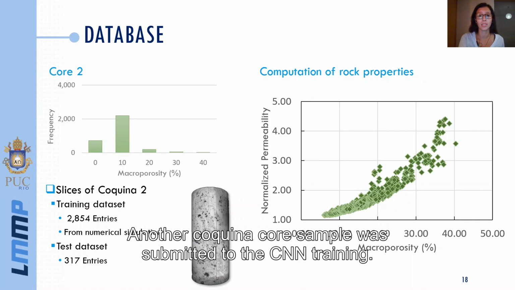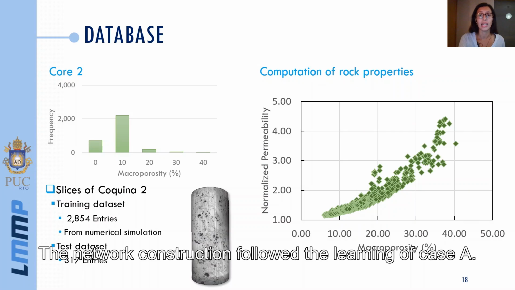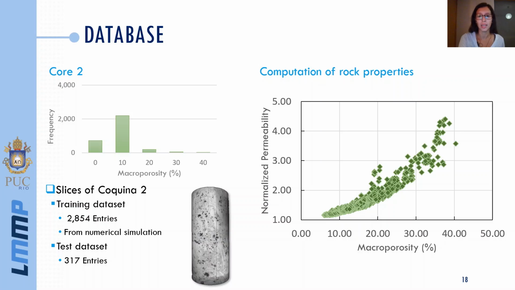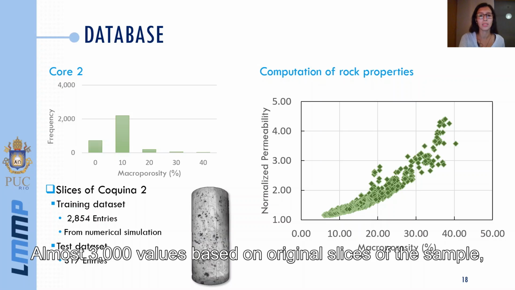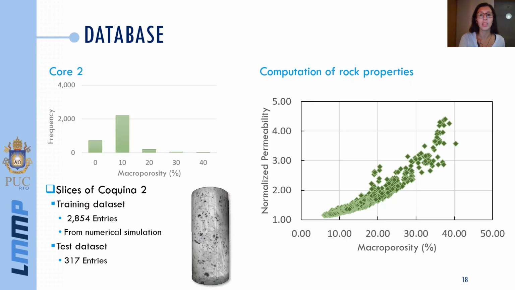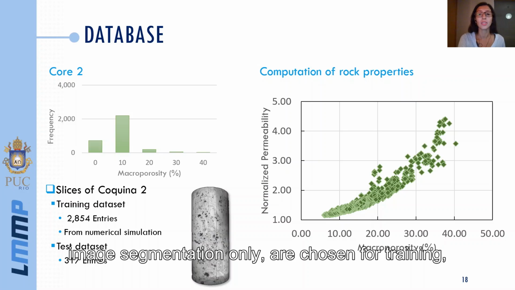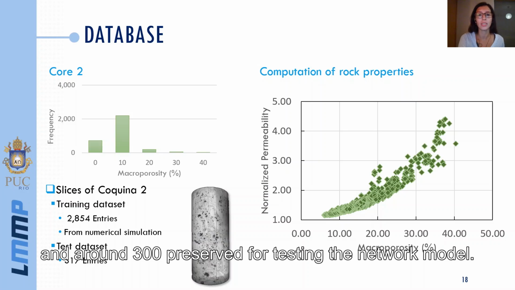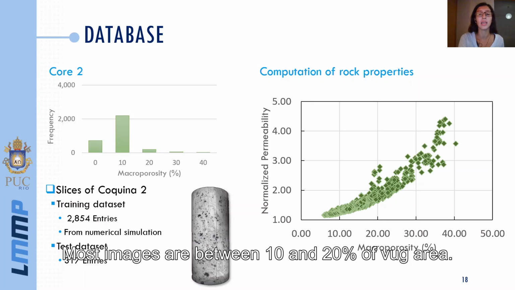Another Karst sample was submitted to the CNN training. The network construction followed the learning of case A. Almost 3,000 values based on original slice of the sample, image segmentation only, are chosen for training, and around 300 preserved for testing the network model. Most images are between 10 and 20% of VUG area.